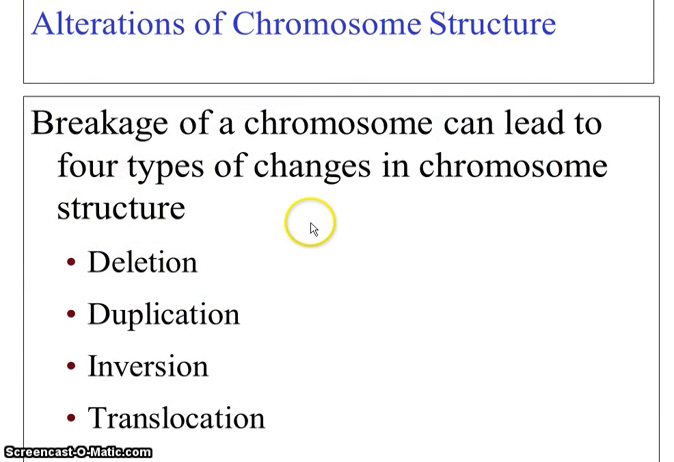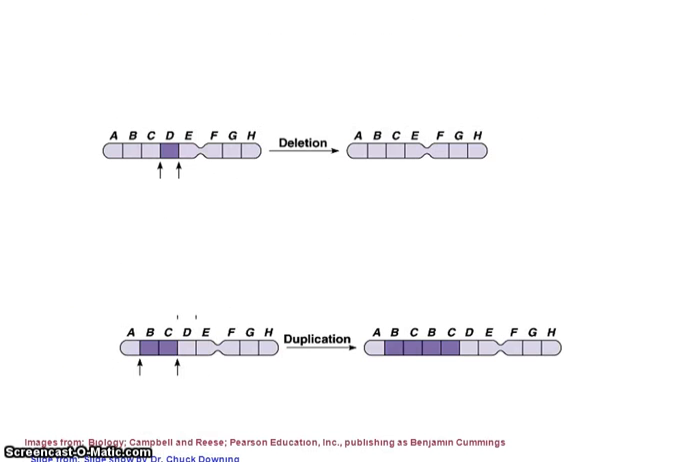All right, alteration. The breakage of the chromosome can lead to four types of changes. So if something goes wrong, you can get deletion, duplication, inversion, or translocation. In here, we have a duplication. So here's the gene, and now I have more. In deletion, I deleted it out. Duplication, I accidentally copied it twice.